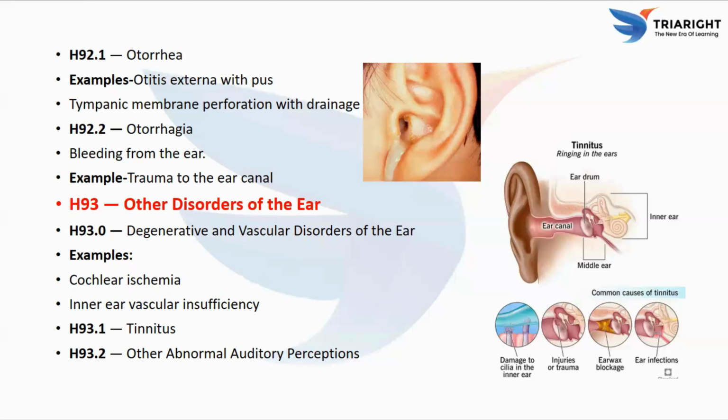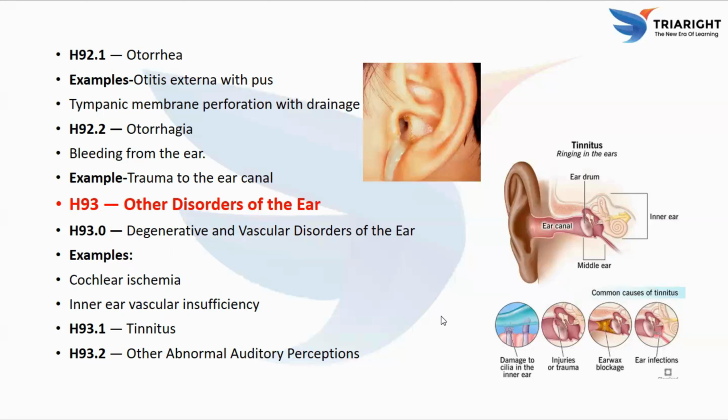So here you can see a labeled diagram of tinnitus at the right side. This shows the ear canal, middle ear and inner ear. It's a box highlighting the inner ear cochlea where the tinnitus often originates. There is also an icon showing the common causes of tinnitus.